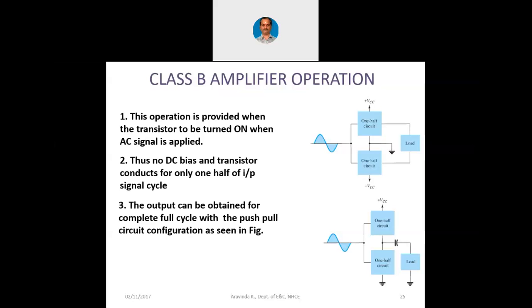The output can be obtained for the complete full cycle with the push-pull circuit configuration as seen in the figure. Now this is called push-pull configuration. In the olden days we used to have push-pull trains. Even now there may be push-pull trains in the hilly areas. The push-pull train means the train will have two engines, one at the front side and one at the back side. And we really cannot say which is front and which is back, because at both sides there will be engines. Two engines are provided in such a way.